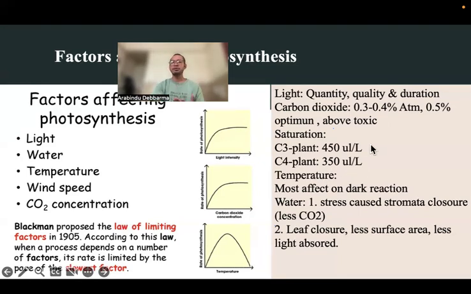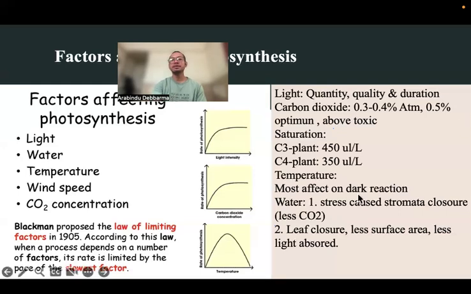I have already explained, C3 plants are the general plants that are present in tropical regions, where they will have lots of water, so more release of water during this process. They also release more carbon dioxide along with the water, hence they need to take more carbon dioxide for glucose production. Whereas C4 plants rarely open their stomata, and therefore only 350 microliter of carbon dioxide is required for them.